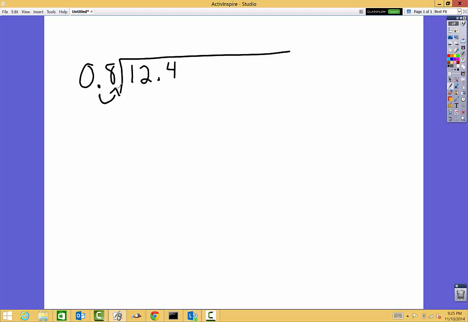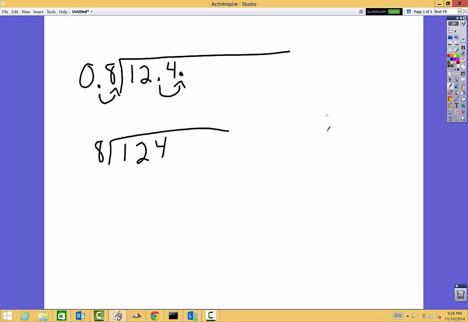What if we have a more complicated problem like this? Let's do 0.8 or 8/10 as our divisor, and let's do 12 and 4/10 as my dividend. So what do I do? Well, I have a decimal as my divisor, so I need to get rid of it. I only move it 1 spot. So I do the same thing to the right. Whatever I do to the left, I have to do to the right. So now I have 124 divided by 8.